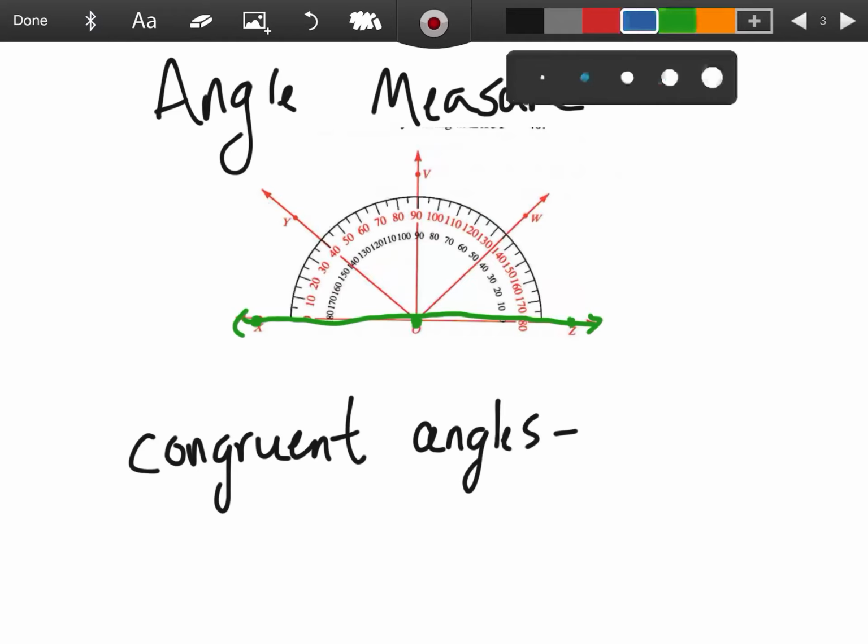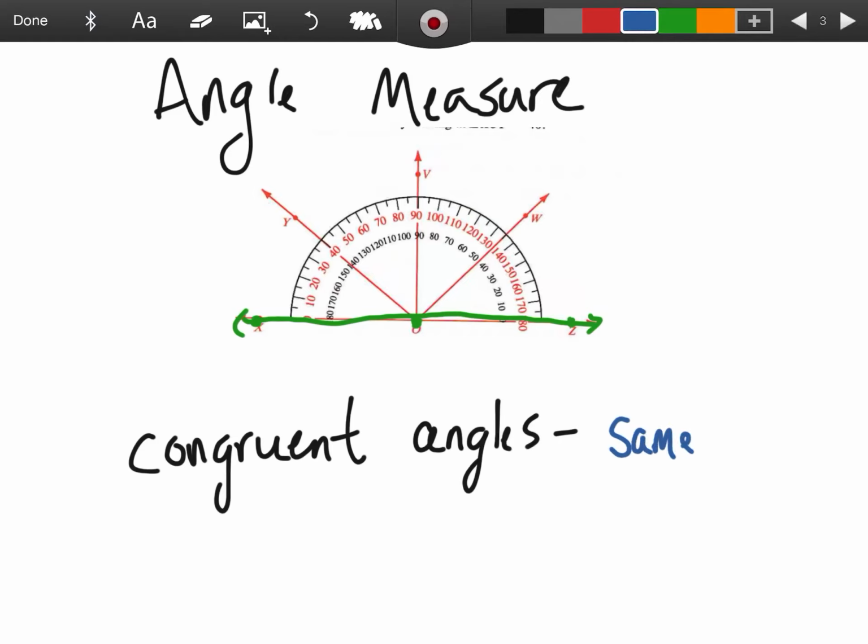Now for congruent angles. Congruent angles are very similar to congruent segments. Congruent segments have the same length. Well, congruent angles have the same measure, the same angle measure. So let's say here's a couple of congruent angles, and we mark them as congruent. You'll see a little line in there that tells you that they're congruent.